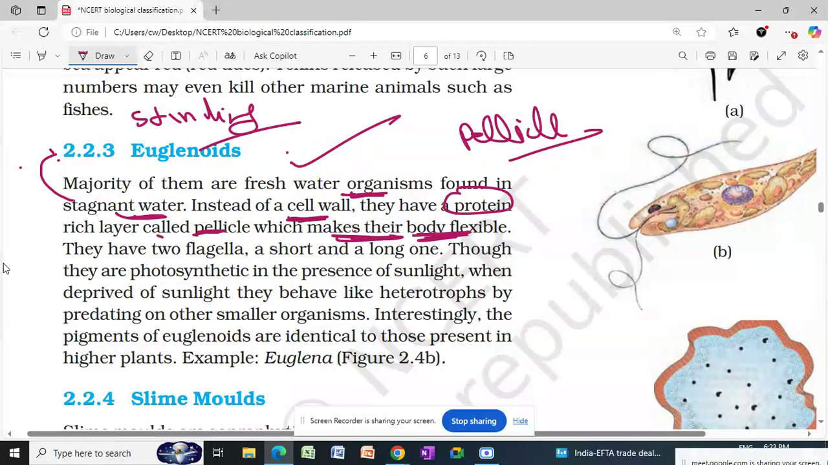So how many flagella do they have? They have two flagella. Can you see here in this diagram? These are flagella. So we have two flagella, one that is long and the other short. You can see one short flagellum, the other long.